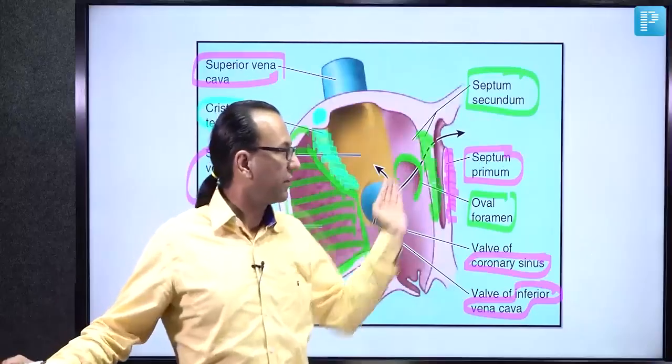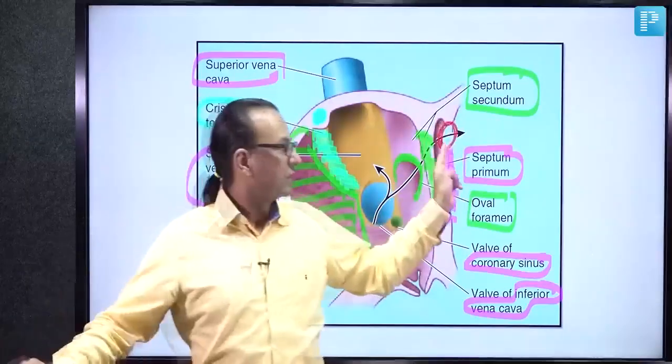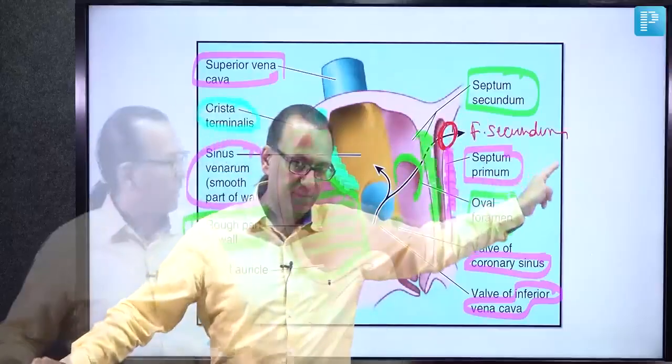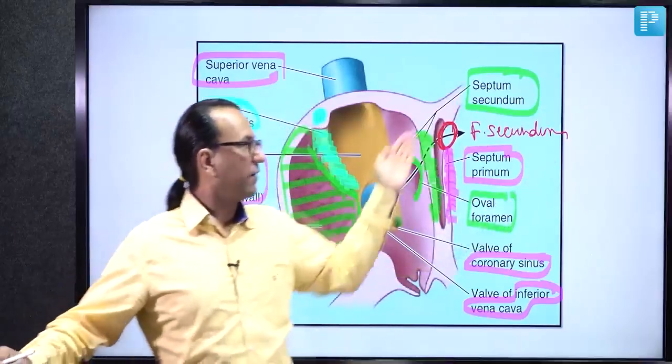And the blood will reach the left atrium passing through a foramen which is in the septum primum and at a slightly higher location. That is called the foramen secundum. Let us look at the formation of the interatrial septum now.